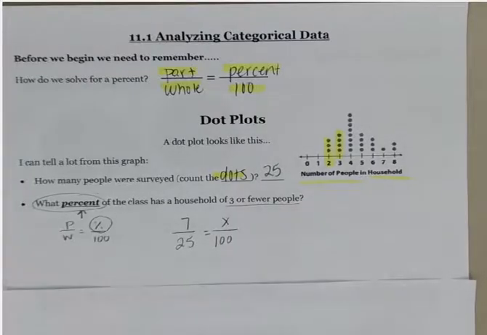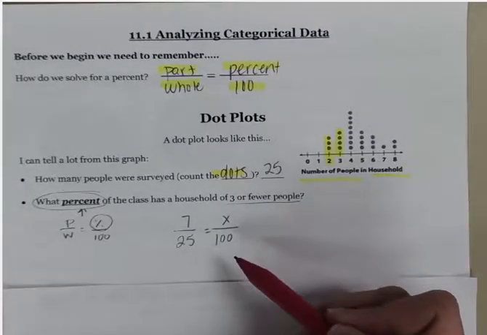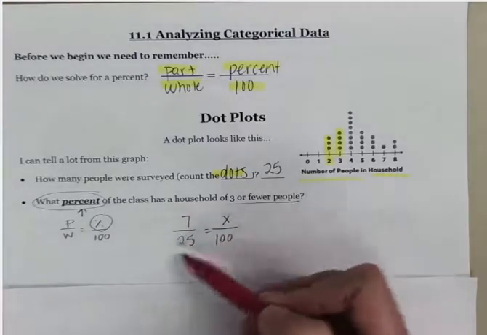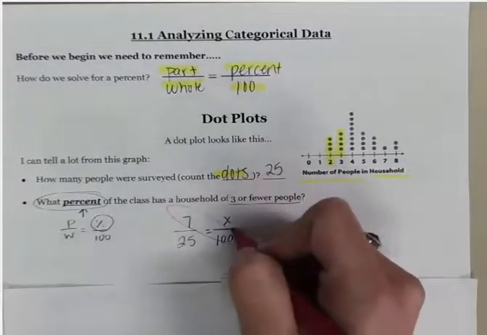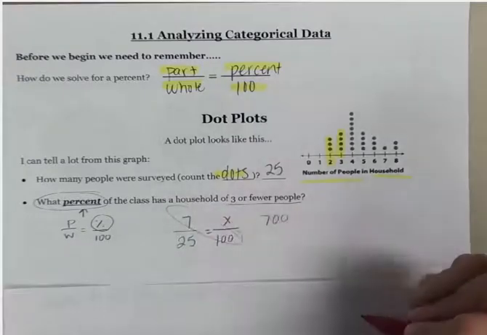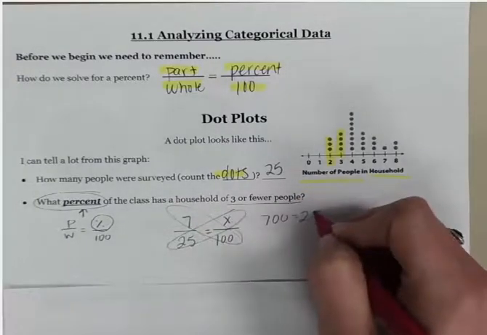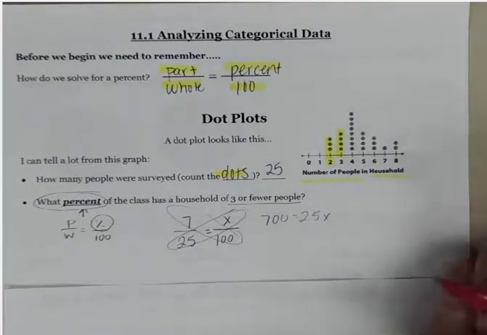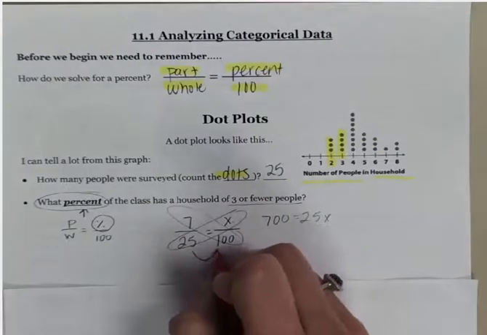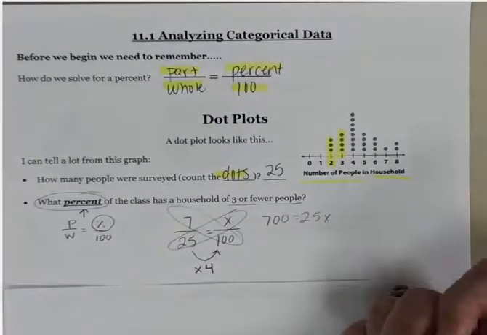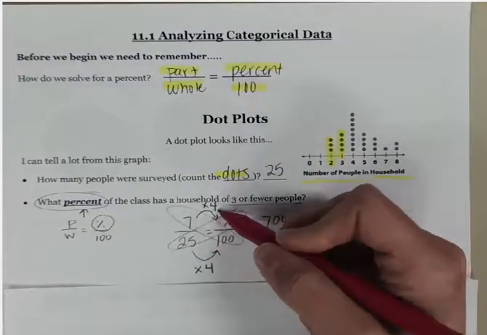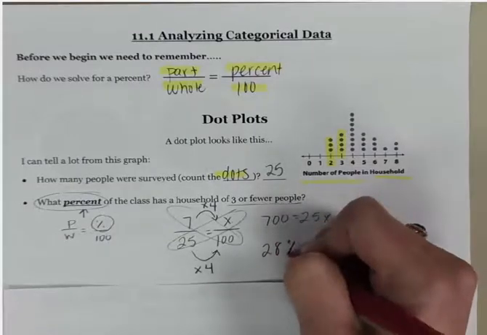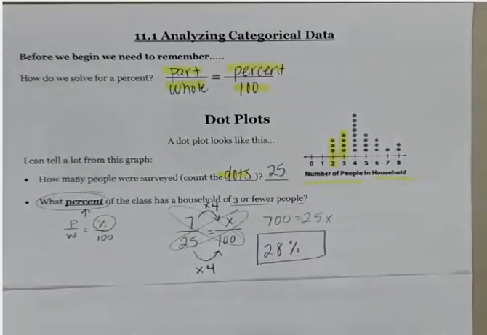Now you have 2 ways to solve this. You have the way that always works 100% of the time: cross multiply, set up an equation, and solve for your variable x. So it would be something like 700, because 100 times 7 is 700, is equal to 25x, and divide by your coefficient to isolate your variable. Or I see a scale factor of 4. So what I do to the bottom, I can do to the top. And this is easier because 7 times 4 is 28. So 28%. This means that 28% of those students surveyed, or people surveyed, had 3 or fewer people in their house.